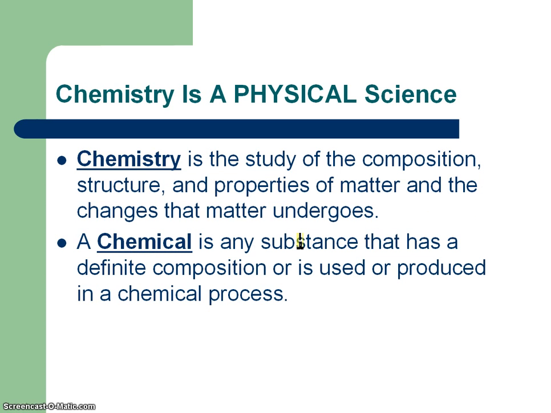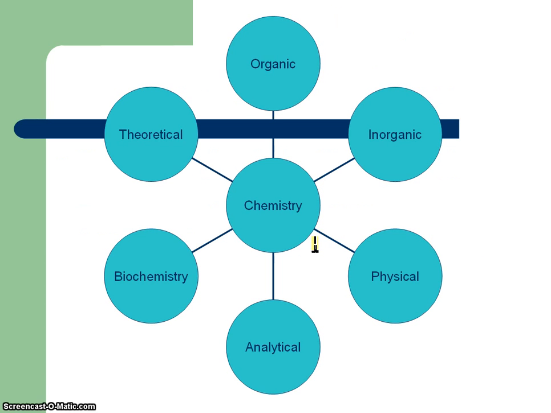Chemistry is a physical science. Chemistry is the study of the composition, structure, and properties of matter and the changes that matter undergoes. More vocab is a chemical. A chemical is any substance that has a definite composition or is used or produced in a chemical process.